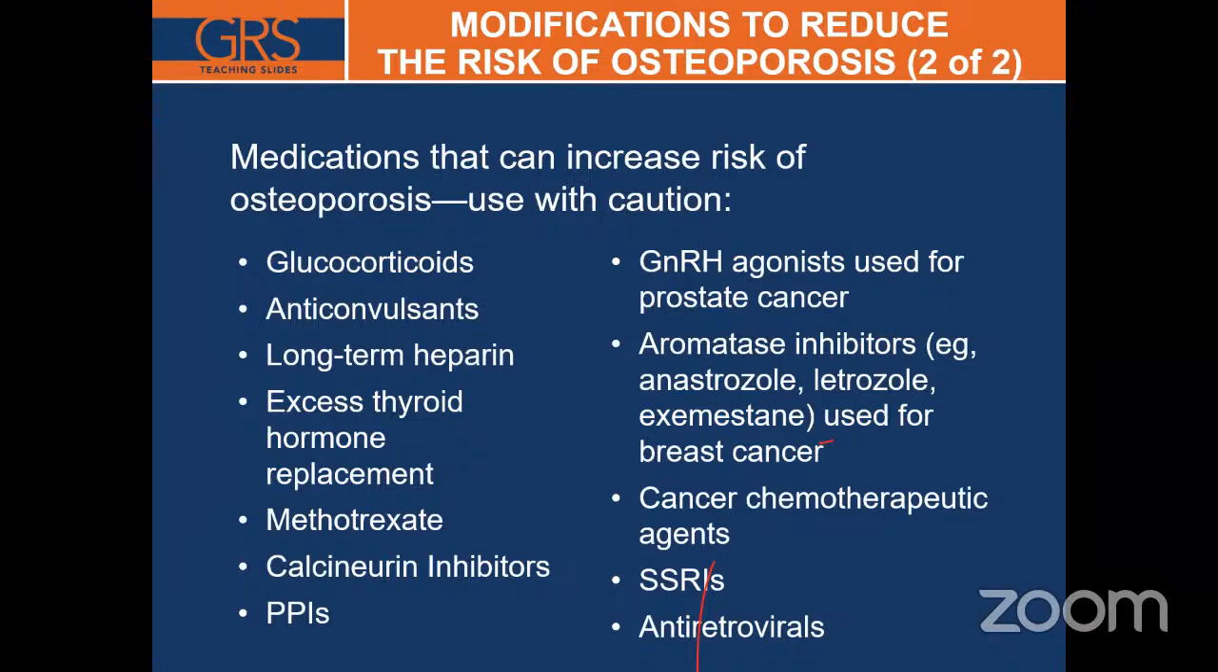Anticonvulsants also are a risk factor for osteoporosis because they are P450 enzyme inducers, which break down vitamin D, leading to low calcium, and parathyroid hormone increases bone resorption. Long-term heparin also increases bone resorption. Thyroid hormone replacement, methotrexate, calcineurin inhibitors, and a lot more drugs, but the most important one is the glucocorticoids.